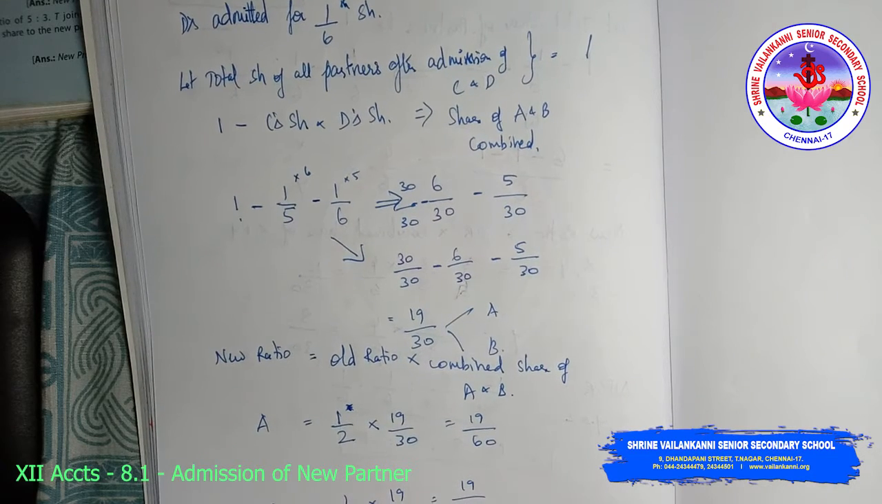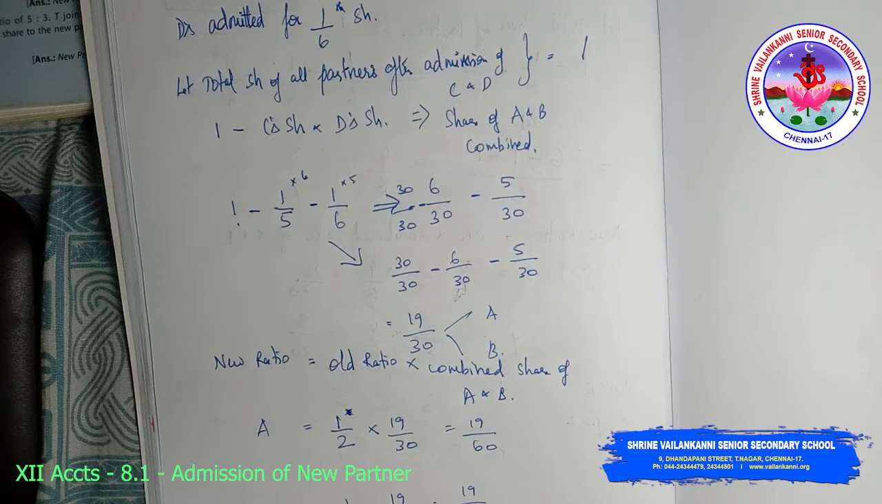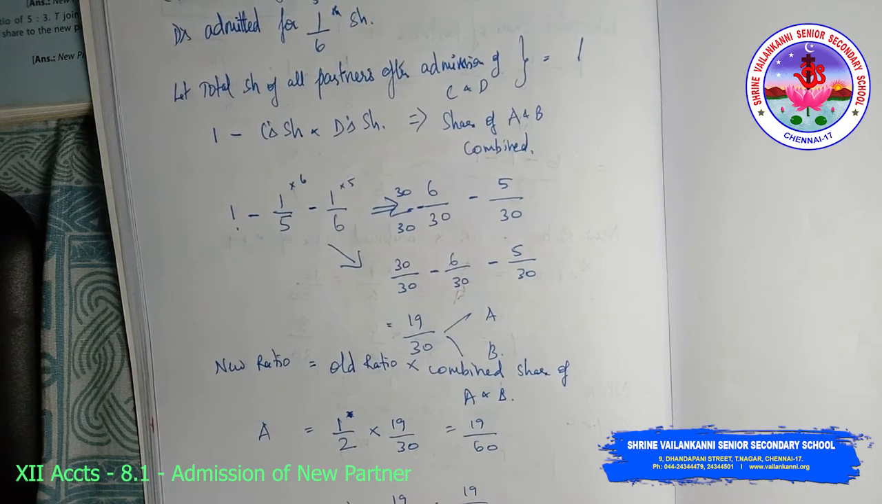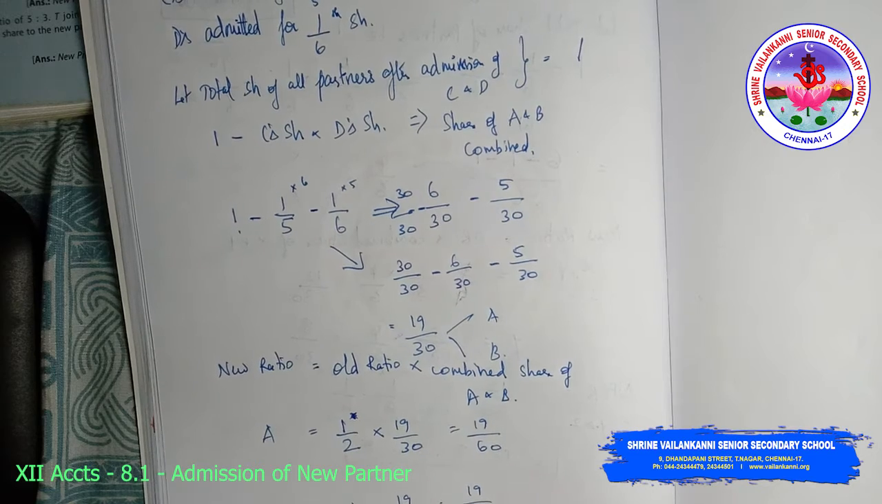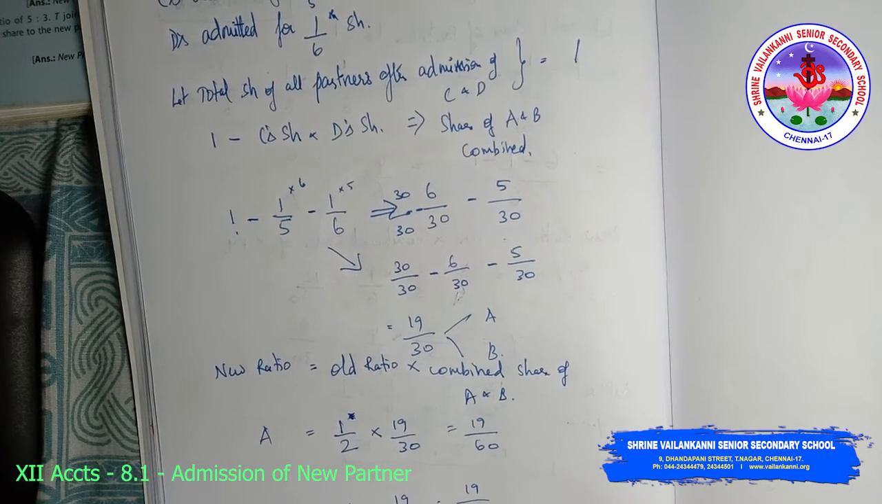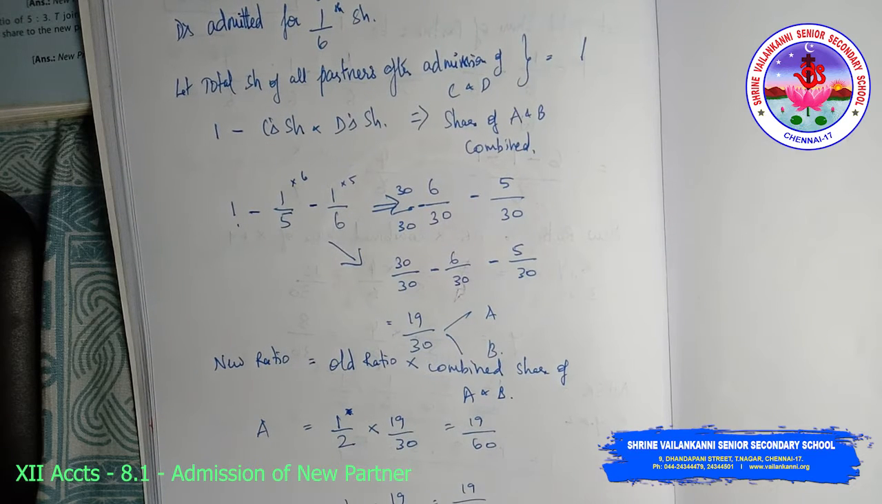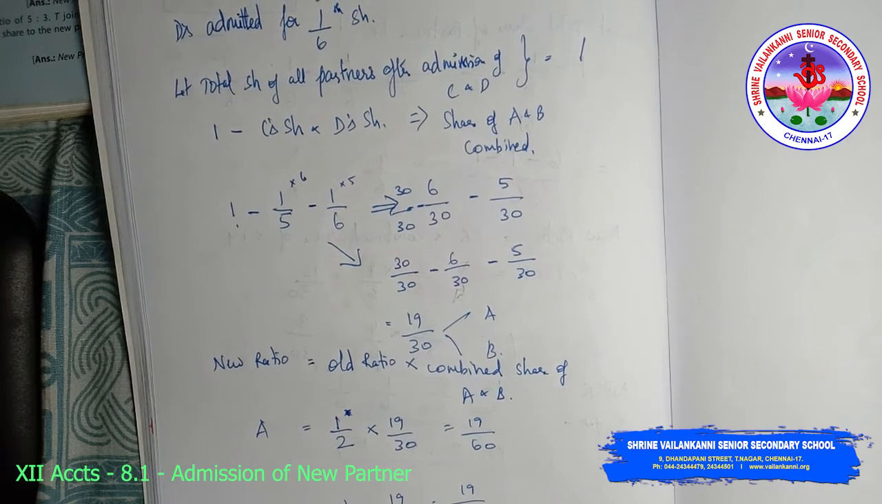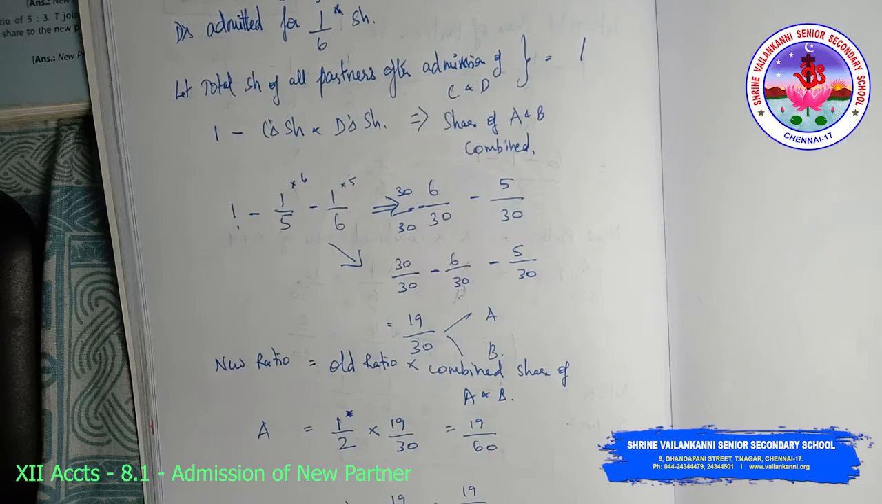So the new profit sharing ratio between them is 19 by 60 is to 19 by 60 is to 1 by 5 is to 1 by 6. So I need to equalize this. I'll multiply this with 12 and this with 10. So I'm getting 19 is to 19 is to 12 is to 10. This is my new profit sharing ratio.